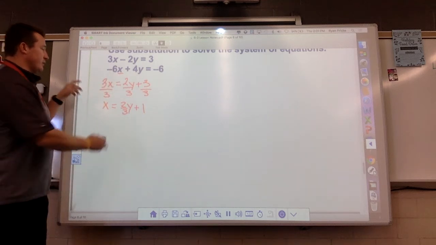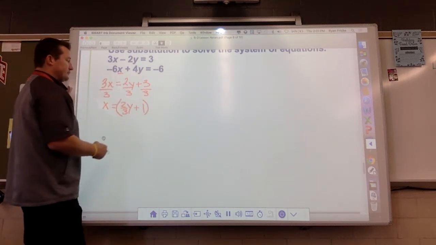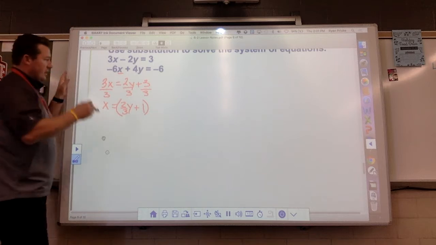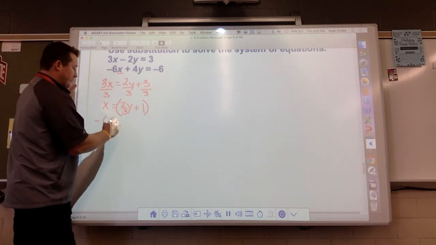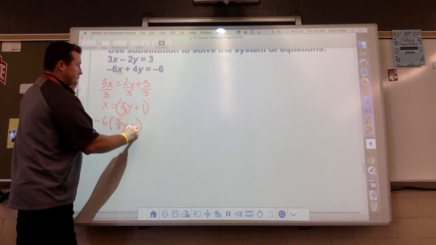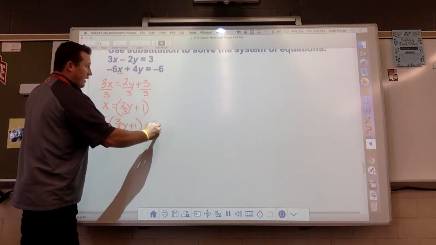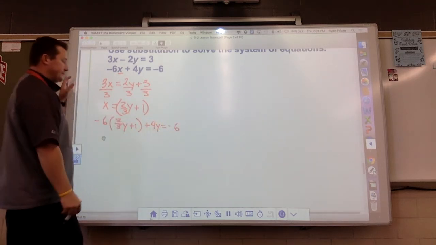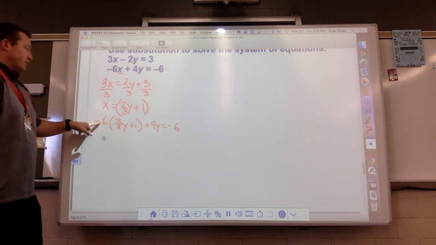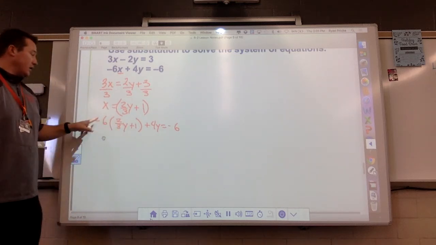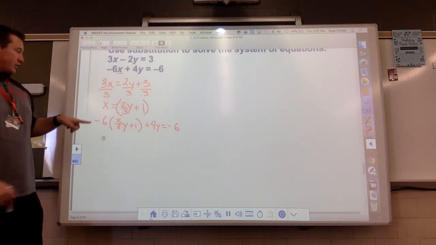Everywhere I see an x, I'm going to replace it with this expression right here. Okay, so negative 6 times this 2/3 y plus 1 plus 4y equals negative 6. All right, I was worried for a while. We're going to distribute here. I think we're going to be okay.